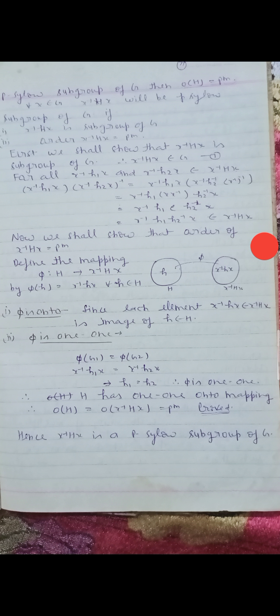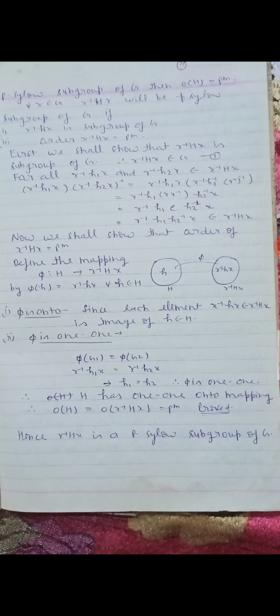Now we shall show that the order of x inverse H x is equal to p to the power m. Define the mapping phi from H to x inverse H x by phi of h equal to x inverse h x for all small h belongs to capital H. First, phi is onto, since each element x inverse h x belongs to x inverse H x, which is the image of small h belongs to capital H.